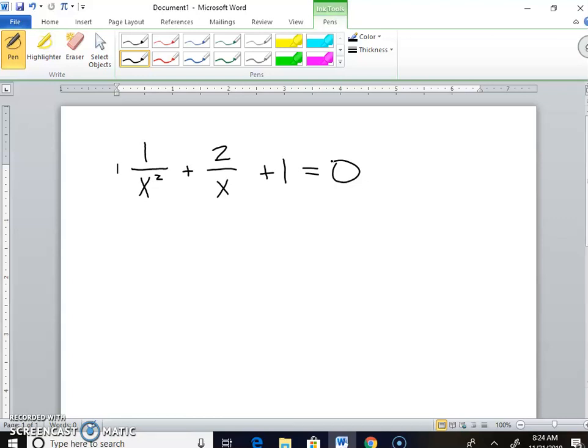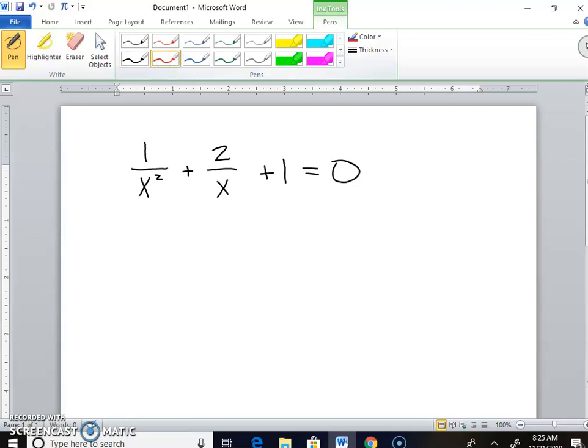Okay, some of these you guys don't have to multiply by the common denominator, but this one you do. And the reason that you have to multiply by the common denominator on this one is because there are x's on the bottom. If we have x values on the bottom, we have to multiply by that common denominator. So our common denominator for this one would be an x squared.